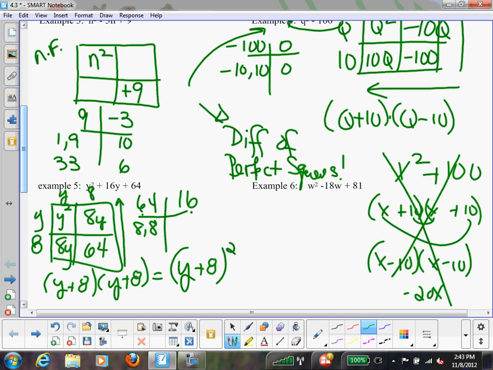This is another form of perfect square. This is a perfect square that allows you to have a middle term. The first term is squared. The last term is squared. The middle is the sum of those two squares. Okay?